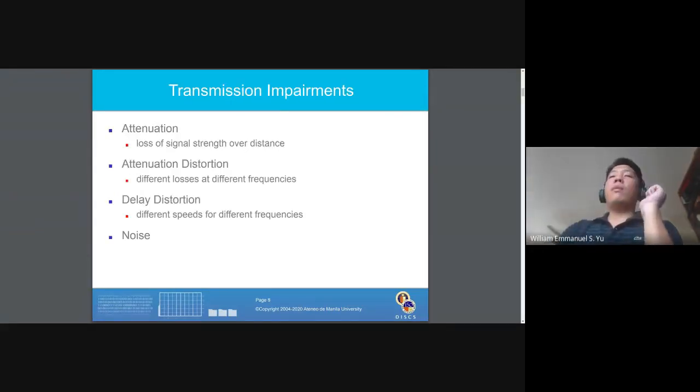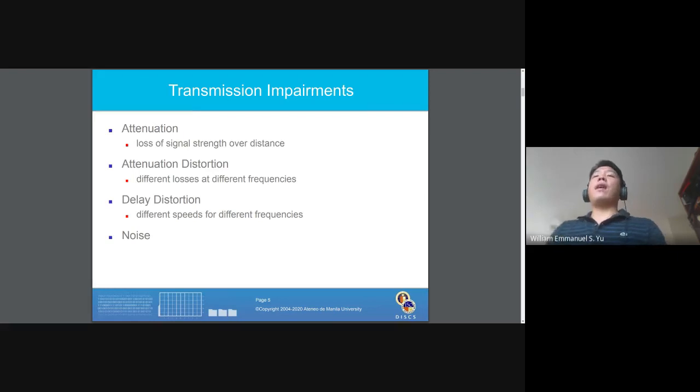The most common types of impairments are the four types we see here. Attenuation is the loss of signal over distance. Why does this happen? Because, for example, if I send an electrical signal through a wire, over the distance, the electrical signal gets smaller. The reason is resistance. Siyempre, yung electrical wire, meron siyang internal resistance. Hindi naman totally zero. No matter how good the conductor is, there is some resistance. And that is what we call attenuation.